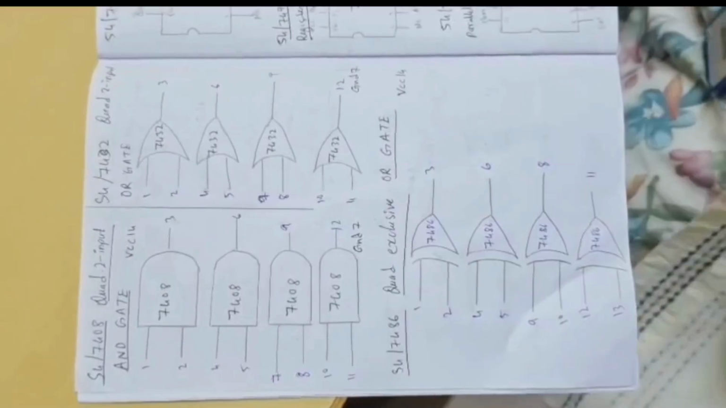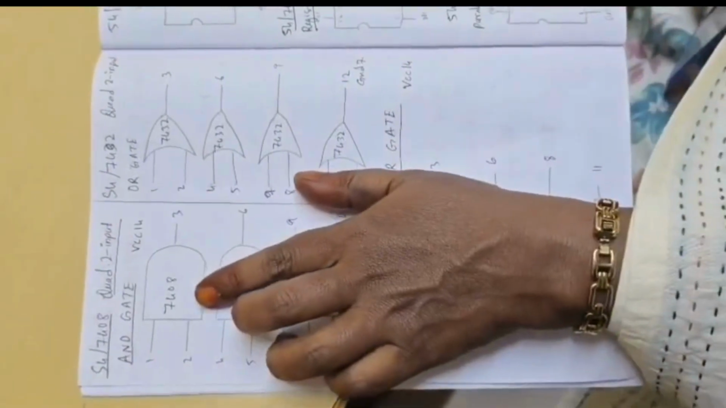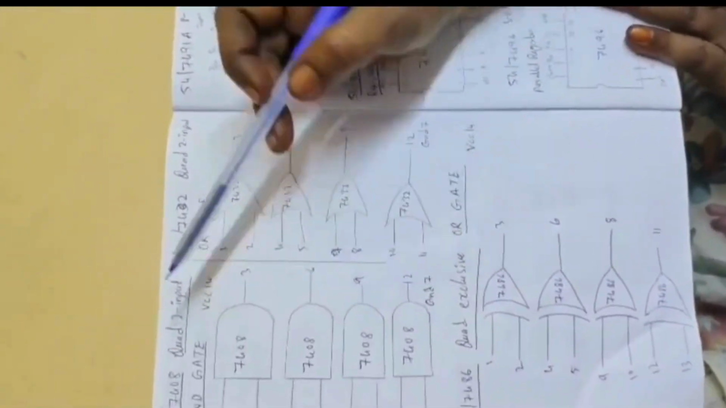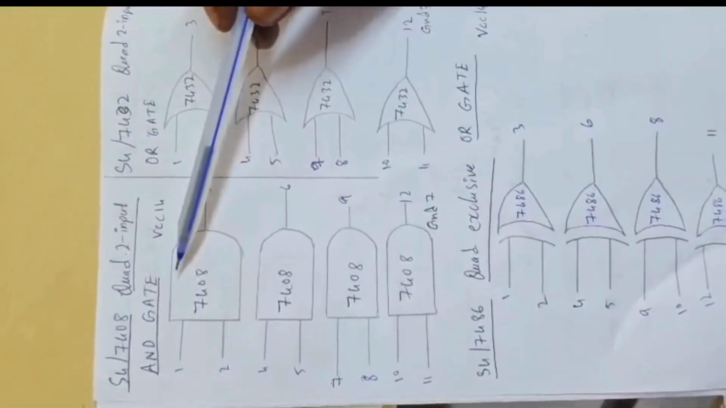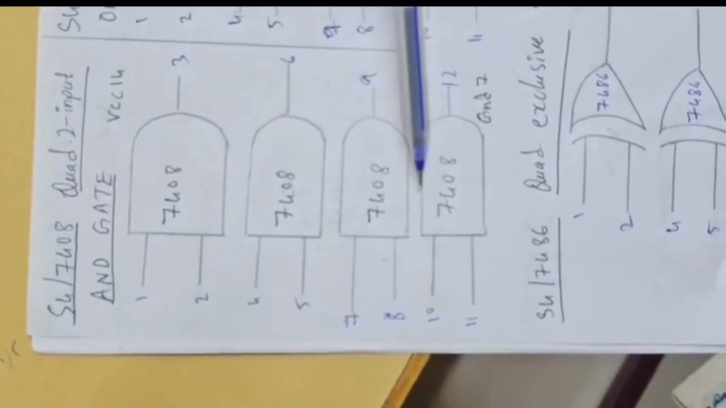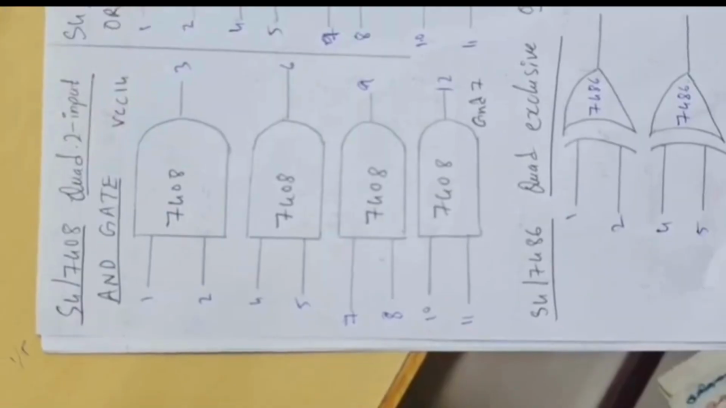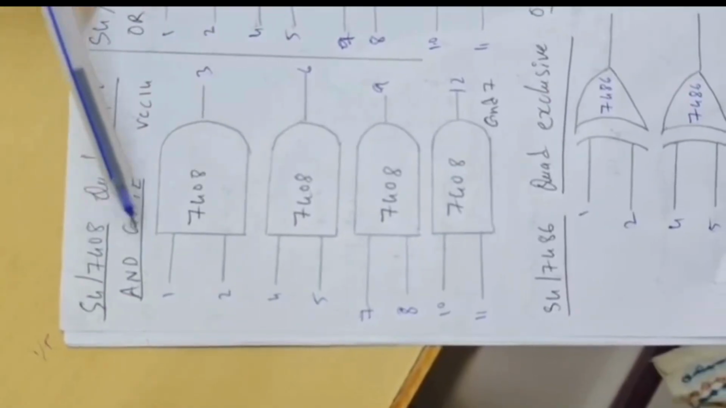Suppose you want to verify the logic gates, that is the 7408. What is the 7408? It is a quad 2-input AND gate. That means it consists of four AND gates. The 7408 is the quad 2-input AND gate IC.